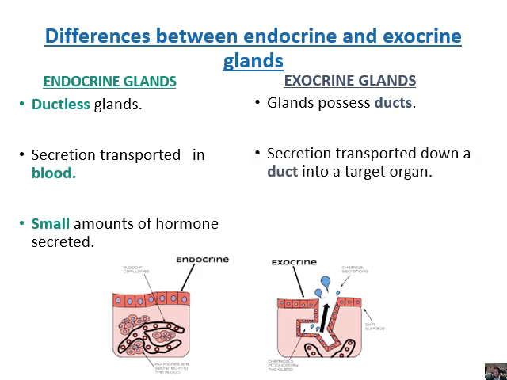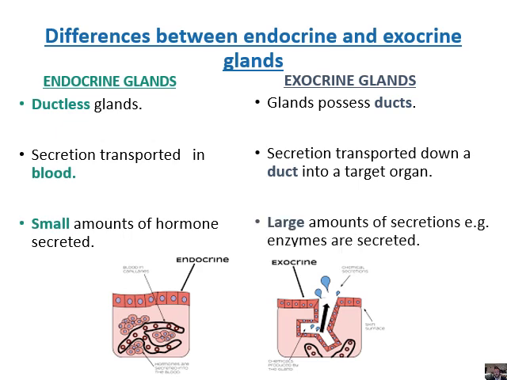So we have secretion transported down a duct into a target organ. Think about the stomach, the intestines, the gallbladder, not necessarily the liver. I'm trying to think of another one now. We'll get there later. And large amounts of secretion, for example enzymes. So exocrine, large amounts; endocrine, small amounts. Endocrine in the blood; exocrine into a target organ. Exocrine has ducts, and endocrine has no ducts.